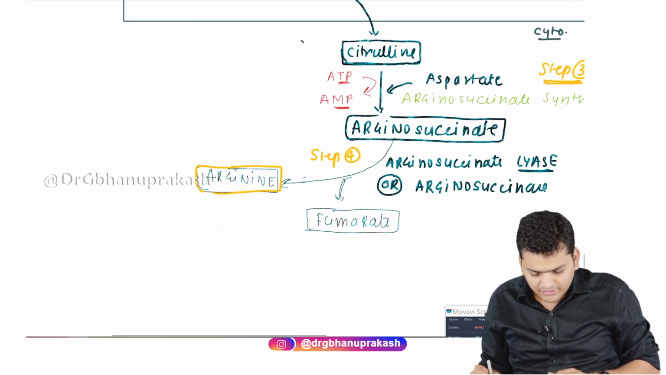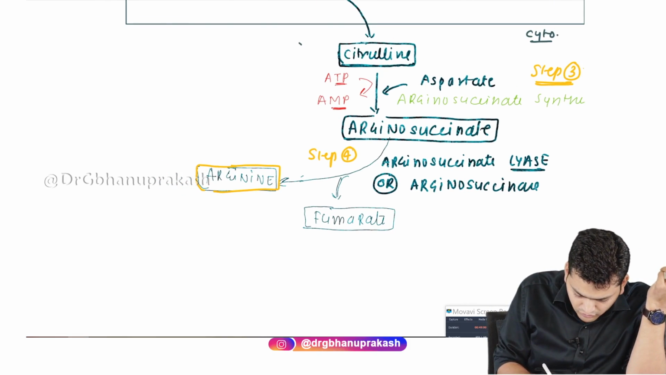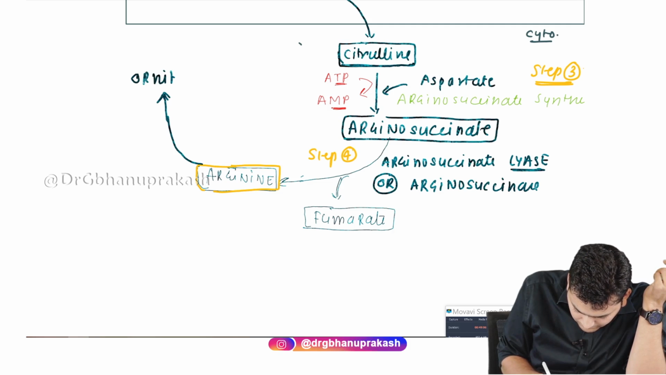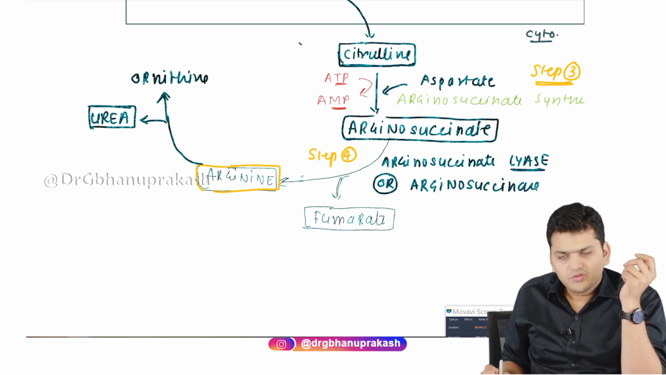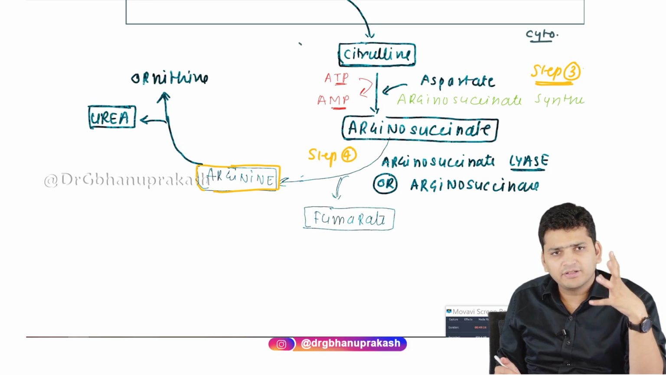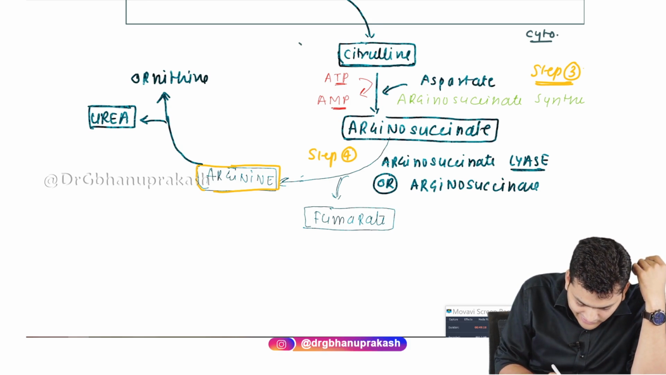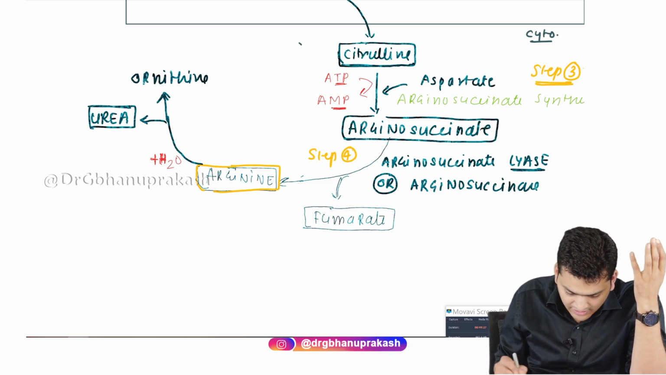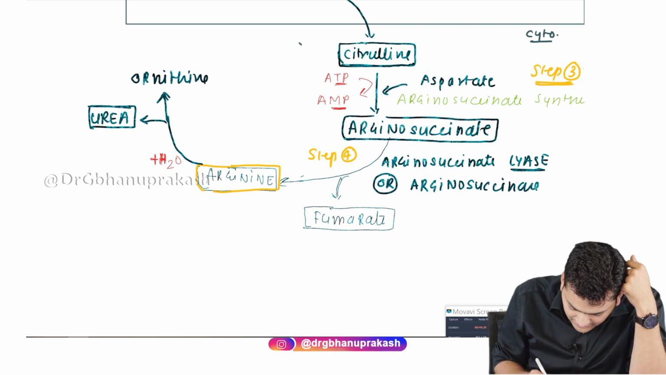Then the last step is that this arginine is further going to split into 2 small molecules. One is ornithine, and the other one is the desired product, that is urea. So arginine is splitting into 2 molecules. Again, it is undergoing lysis, but this lysis requires water. So it is better to say it is not lysis, it is hydrolysis. So the name of the enzyme is arginine hydrolase.